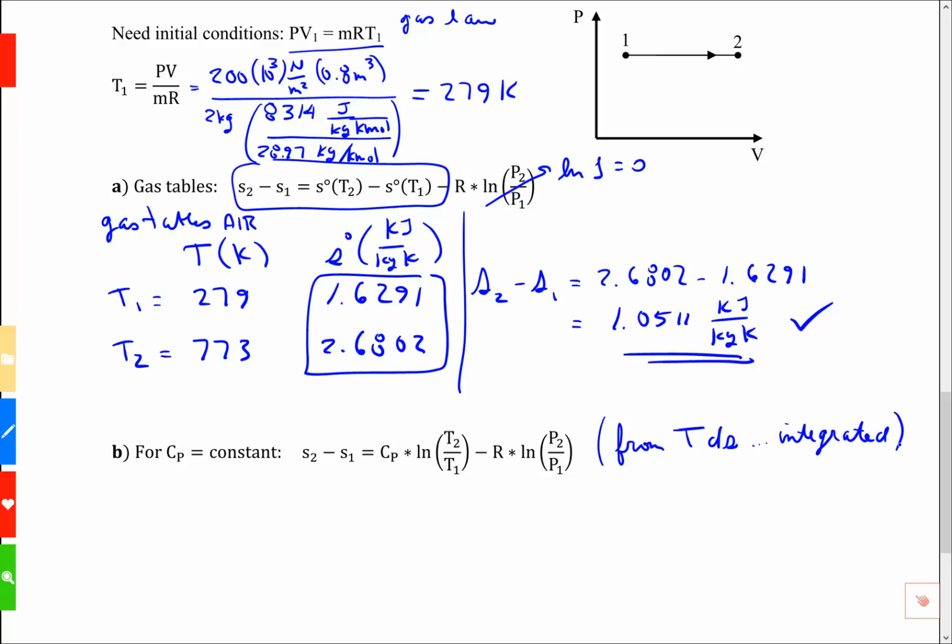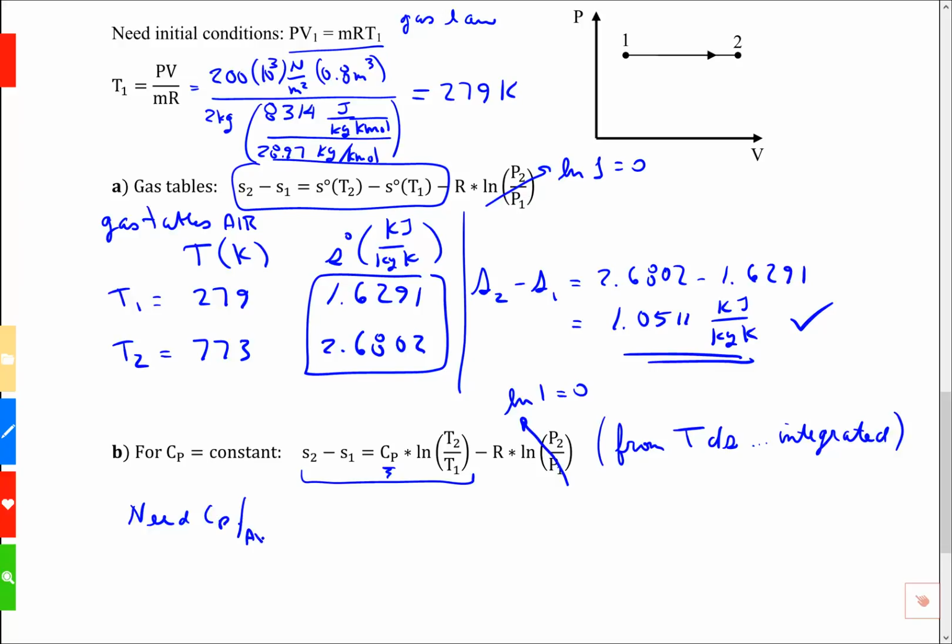And the integration assumes that Cp was constant, so it comes outside the integral, and the integral on temperature gives us a log of temperature ratio and a log of pressure ratio. Well, the pressure term is also going to be killed just like in the first part because the log of 1 is 0. So we have the entropy change is going to be this term here. We need C sub P, and we're going to evaluate this.